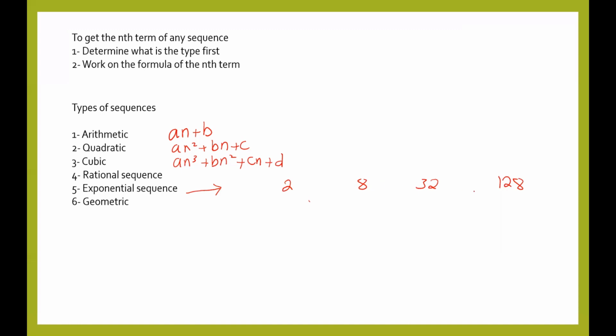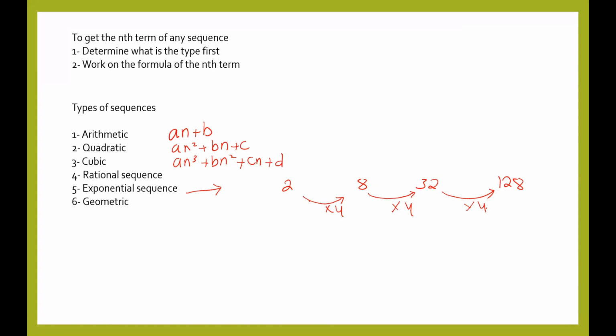If you're going to try to check if it's arithmetic, quadratic, or cubic, you will not find the common differences coming the same. So it's clear that we are multiplying here by 4, and here by 4, and here by 4. Once you realize that it is multiplication between the terms, it means you are working with an exponential sequence.